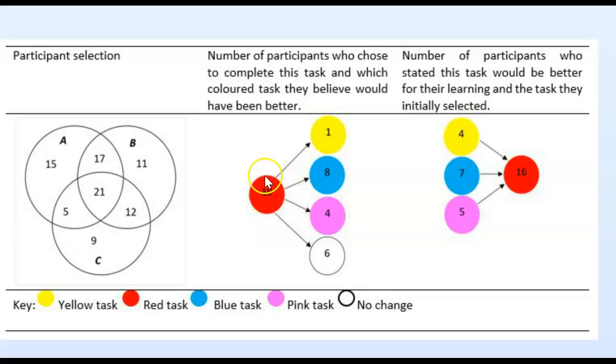Here we've got 19 students who actually chose the red task, and this is the number of students who believe they should have chosen a different task. So of those 19, 1 thought the yellow would have been better, 8 thought the blue would have been better, 4 pink, and 6 believe they shouldn't have changed.